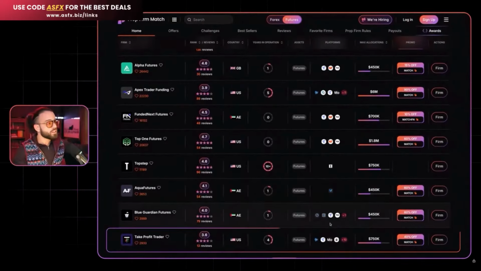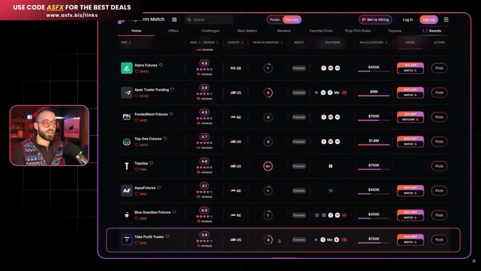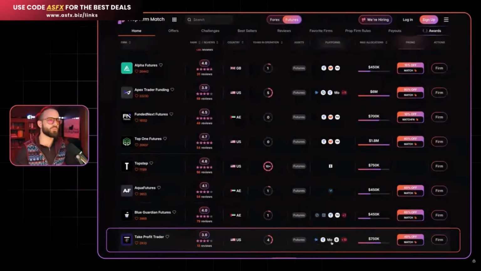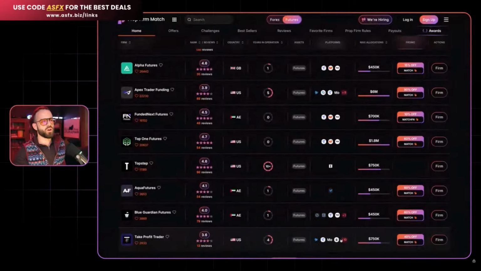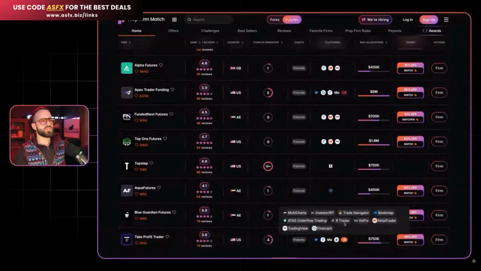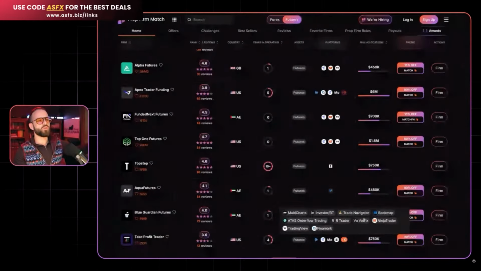So I like Take Profit Trader a lot for their years in business. I like their daily payouts once you get to the Pro Plus accounts. And I like the offerings, like so many different platforms, not just Tradovate even, to trade on. Motive Wave, I think, let's see if we click this, it'll tell us. Yeah, they offer some of these ones I've never even heard of, right? Volfix, RTrader, a lot of different platforms that you can use.